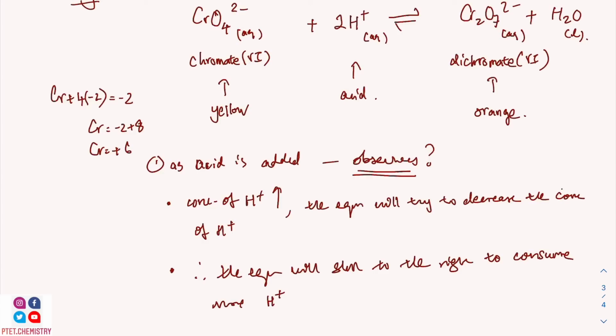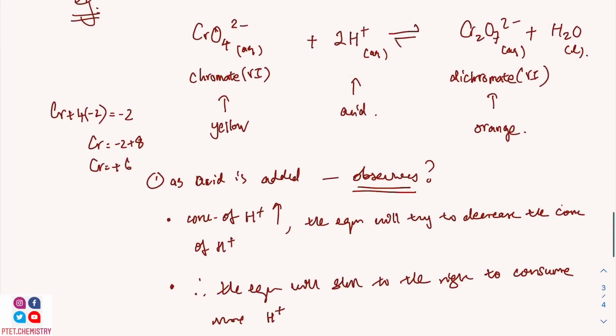If I do that, guess what? My equilibrium will shift to the right. That means I will favor the forward reaction. Therefore, I will see more orange coloration. I hope that makes sense to you. When you shift to the right, you get more orange. You can talk about less yellow.